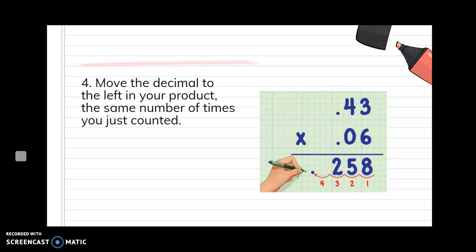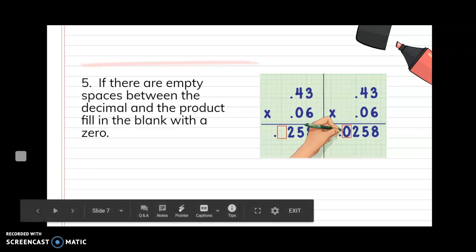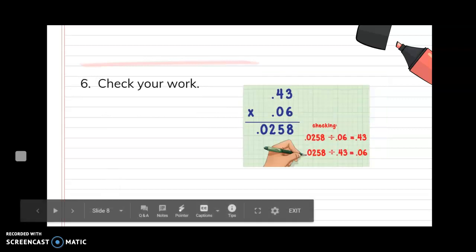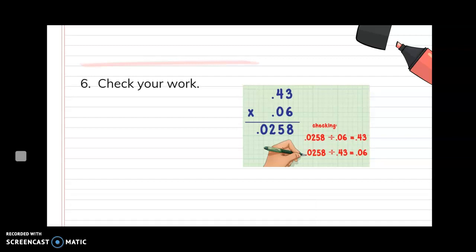In this particular example, there's one more thing you have to do, which is if there are any empty spaces between the decimal and the product, fill in the blank with a 0. Then you're going to check your work. What they did by checking their work was they took the answer and divided it by both of the factors in the problem. And their answer to that division problem was the other factor in the problem.